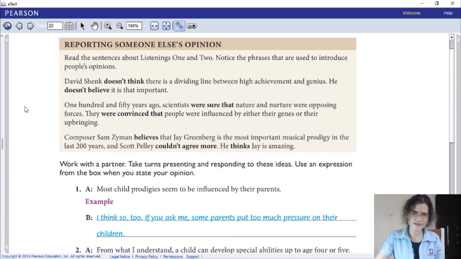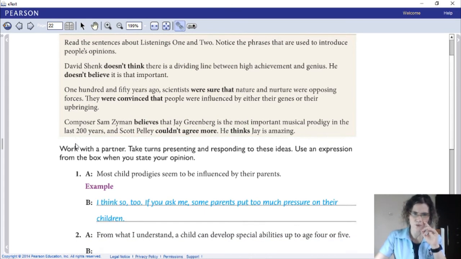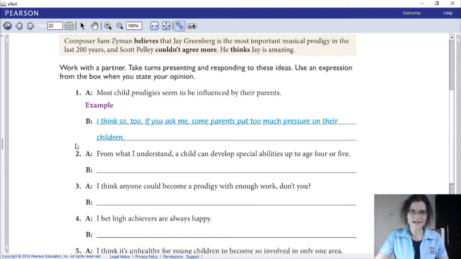Composer Sam Simon believes that Jay Greenberg is the most important musical prodigy in the last 200 years. And Scott Pelley couldn't agree more. He thinks Jay is amazing. See, in these examples, we can see that stating a view, also someone else's opinion or view is reported along with it. So these are just some examples. I'd like you to try to respond in the B section. Yeah, so you respond to the idea that is stated and use an expression from the box when you state your opinion.